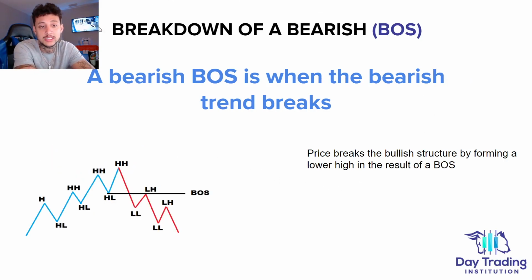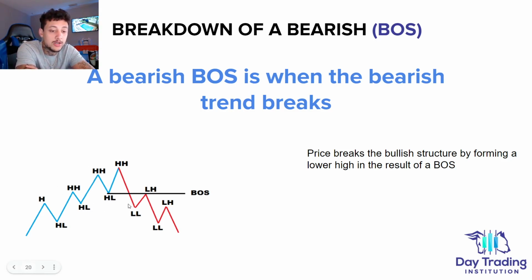Now let's take a look at an example of a bearish break of structure. A bearish break of structure is when the bearish trend breaks, and all that simply means is price broke the bullish structure by forming a lower high as a result of a break of structure. Price breaks the bullish structure by forming a lower high, right?